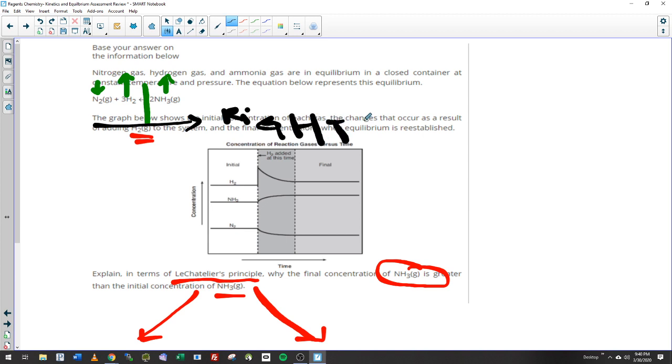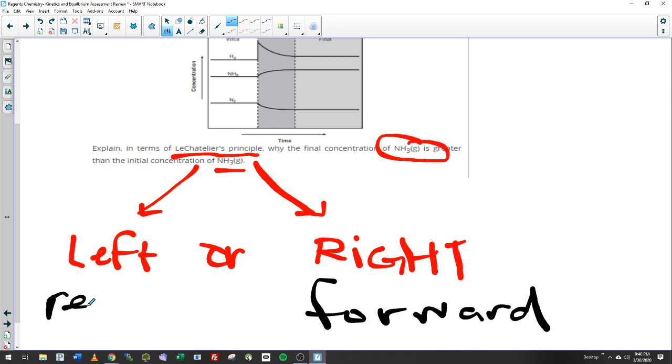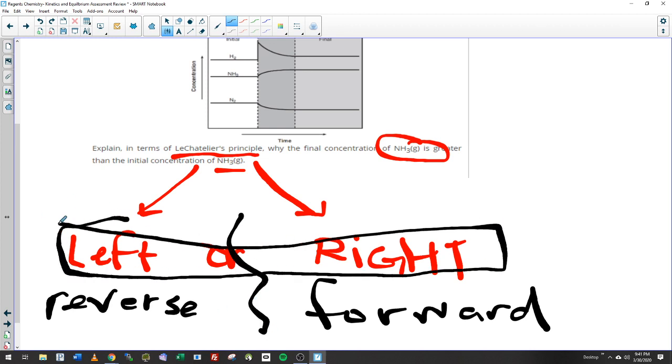There are other ways to say this. If you shift to the right, you are favoring the forward reaction, but you don't even need to say that. All you need to do is say left or right. If you are going to say you are shifting to the left, and you want to get specific, you have to say that you're favoring the reverse. You don't need to do that. You can get away with saying left or right and be done.